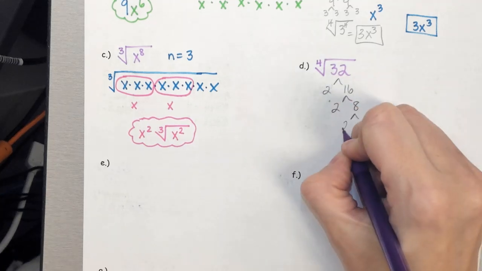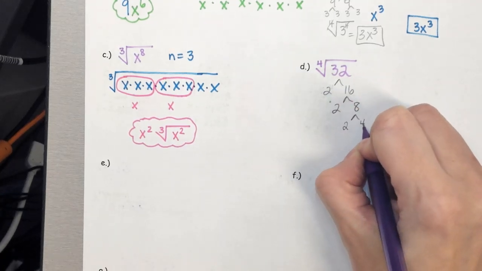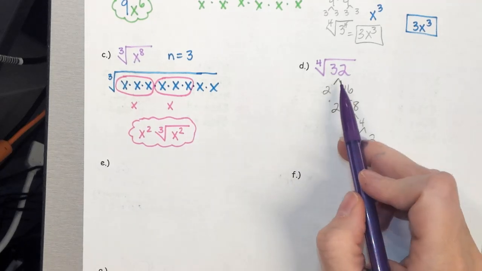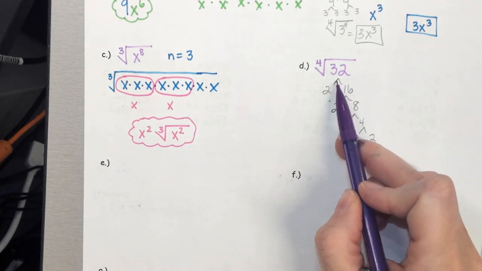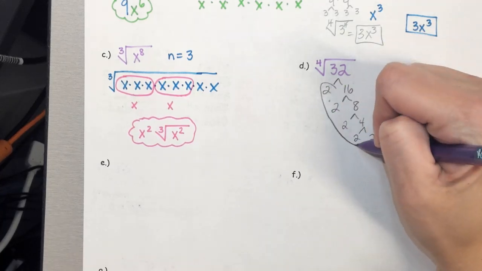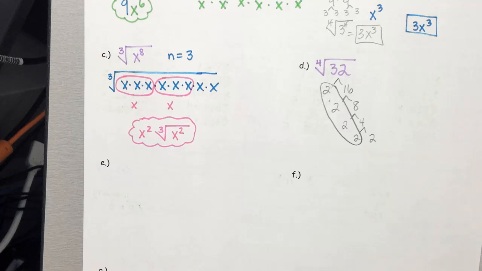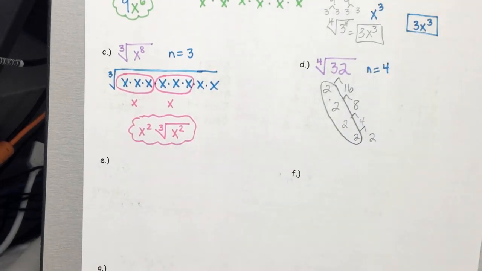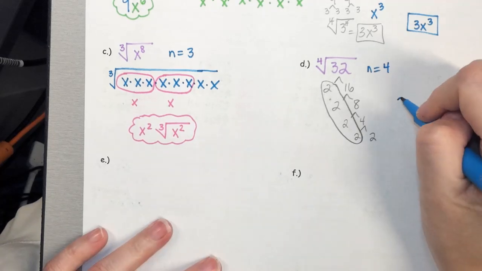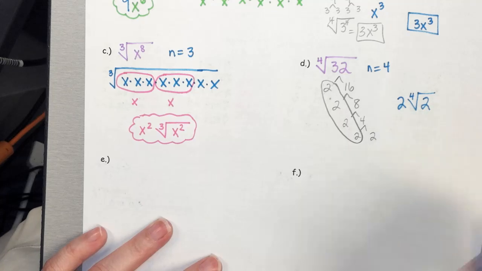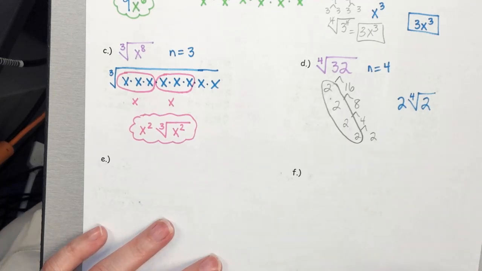All right, so how many 2's did you end up with here? 5. So some of you are going to know right away that 32 is 2 to the 5th, and that's fine. And then anytime you have a group of 4 this time, because that's your index, that means a 2 can come out. So a 2 is going to come on the outside, but there's also a 2 left on the inside, so it's 2 times the 4th root of 2.